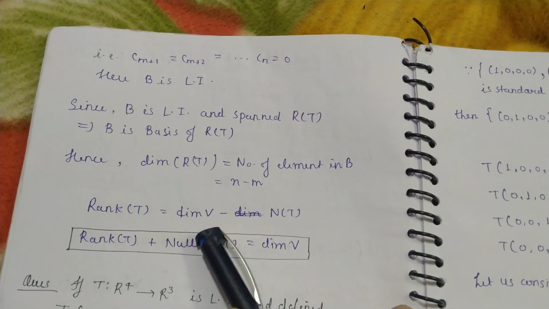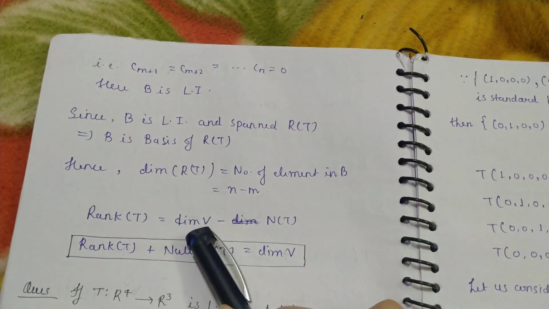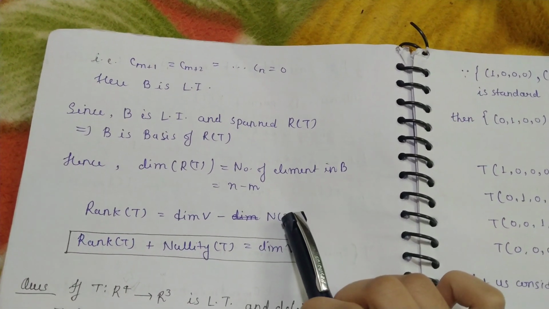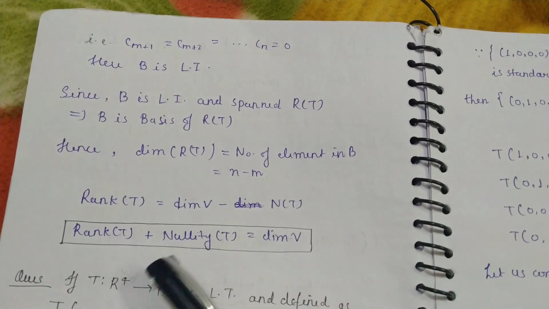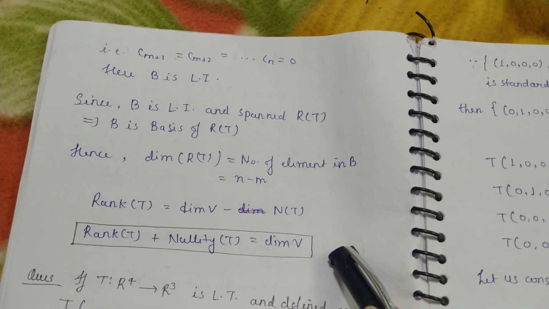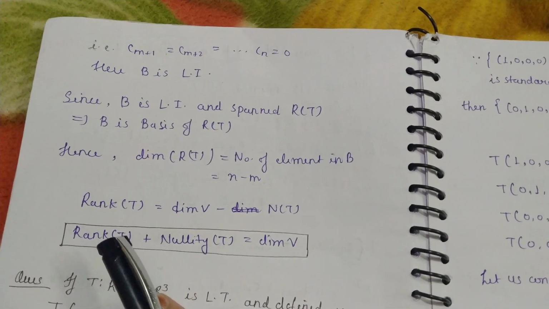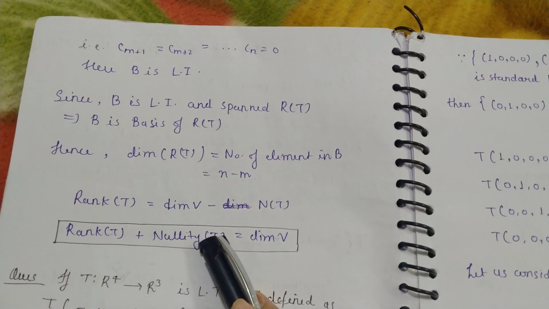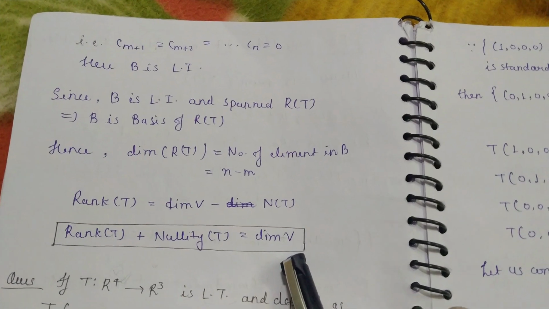Rank T is equal to n minus m, where n is the dimension of V and m is the dimension of the null space, the nullity. So here we have proved the rank nullity theorem, which states that rank of T plus nullity of T is equal to the dimension of V. Thank you.